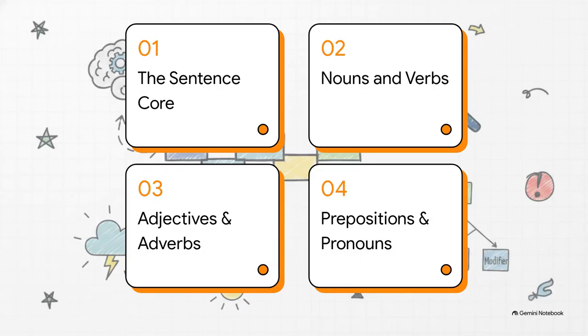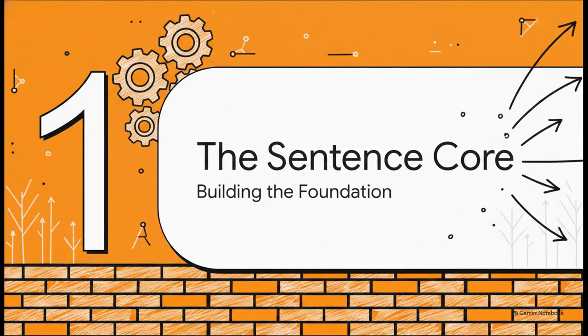Now, to keep us from feeling overwhelmed by just a random list of grammar rules, we're going to use this blueprint to build our structure from the ground up. We'll start with the foundation in section 1, building the sentence core, move on to 2, mastering nouns and verbs, add some color in 3, modifiers, adjectives, and adverbs, and finally finish with the connective tissue in 4, navigating prepositions and pronouns. All right, section 1, building the sentence core.